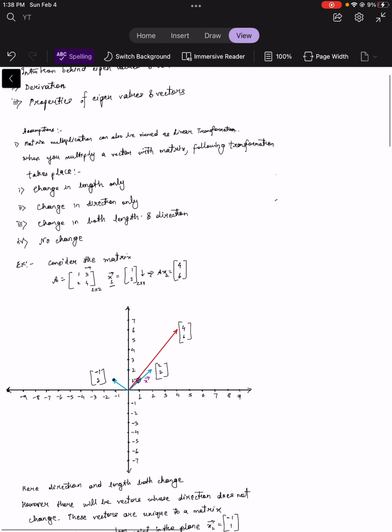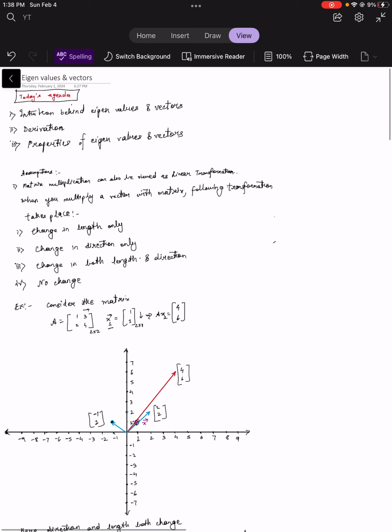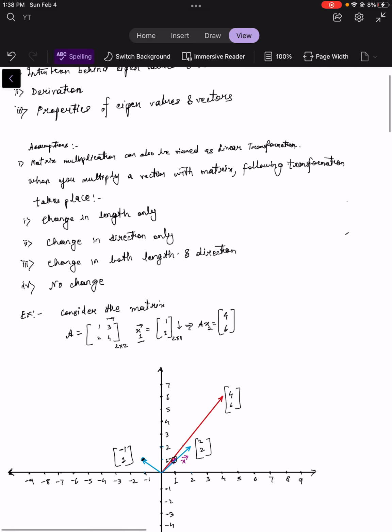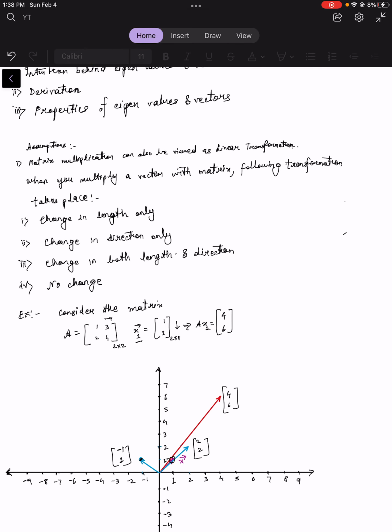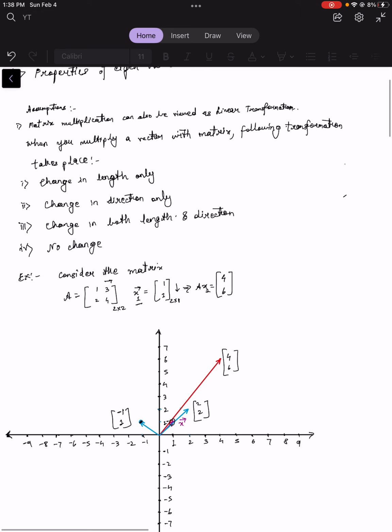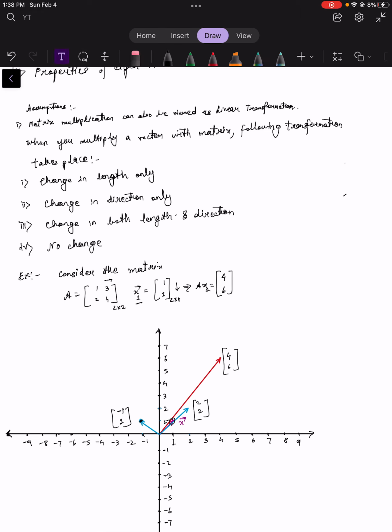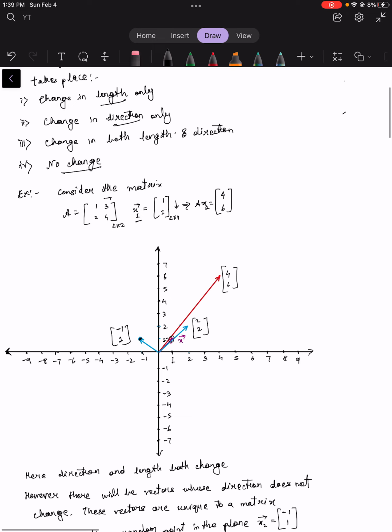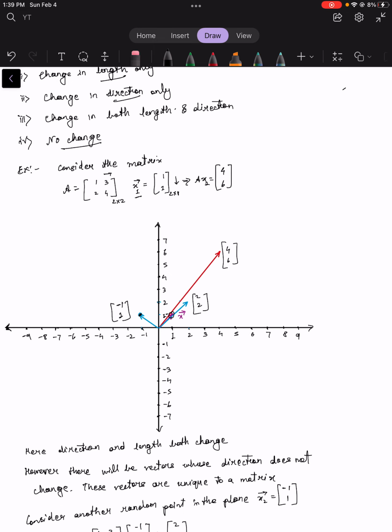Hello everyone. Today we'll learn about eigenvalues and eigenvectors, their derivation and their properties. We all know that matrix multiplication can be viewed as a linear transformation. That is, when you multiply a vector with a matrix, the following transformation may take place. Either there will be a change in length or direction, or both length and direction, or there can be no change. Let's consider a few examples.